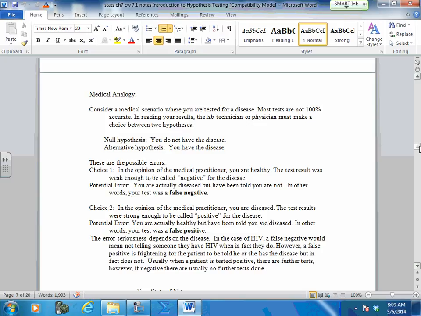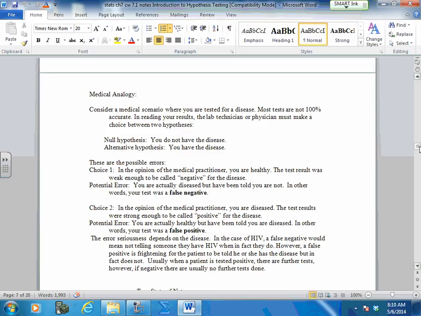Okay. Here are your two possible errors. In the opinion of the medical practitioner, you are healthy. The test result was weak enough to be called negative for the disease. A potential error is you actually are diseased, but you're told you're not. In other words, this was a false negative. There's false positives, there's false negatives. Now, usually a false positive, well, the next case, I will read that.